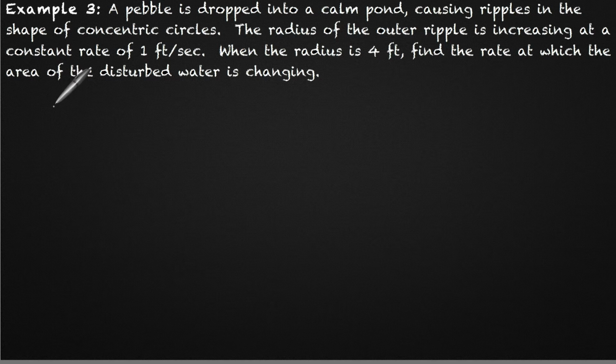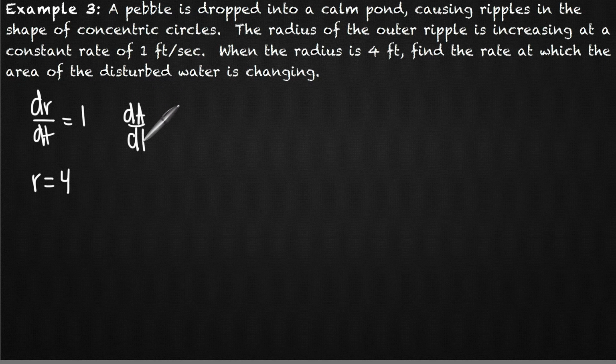So let's identify what we've been given. We have been given dr/dt. The change in radius is 1 foot every time 1 second goes past. So that's 1. It is increasing, so we make it positive. When the radius is 4 feet, so r is 4, find the rate at which the area is changing. So we're looking for dA/dt.